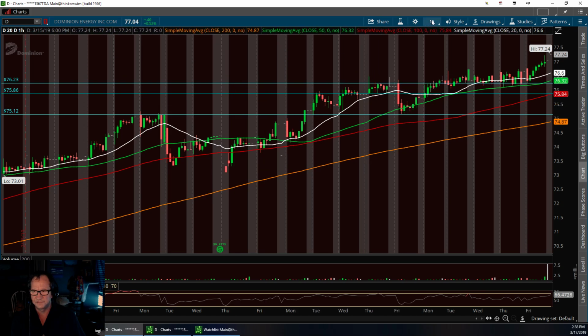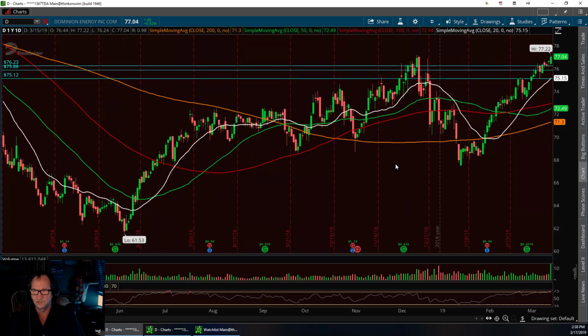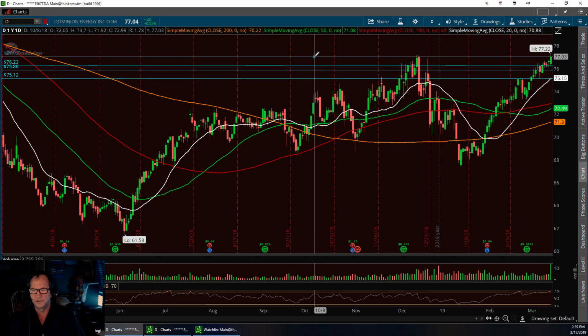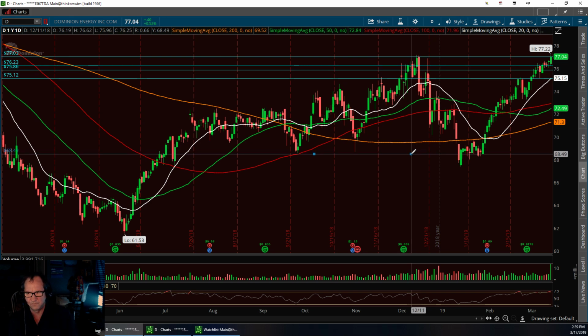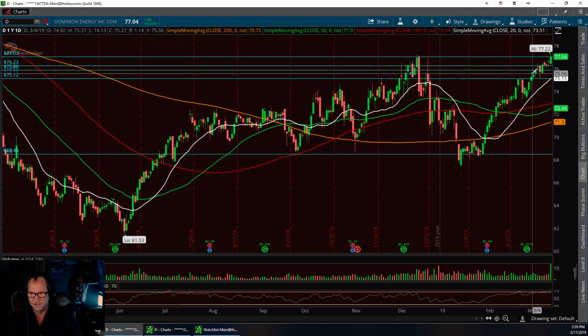Let's look at the year chart. We're getting ready to break out of a double top. That's good news. So yeah, this is looking pretty good. Look at that run it's had all the way down here from 68 all the way up to 77.